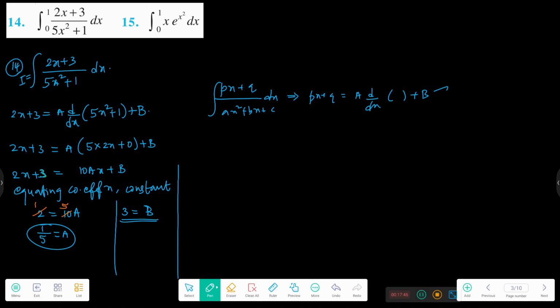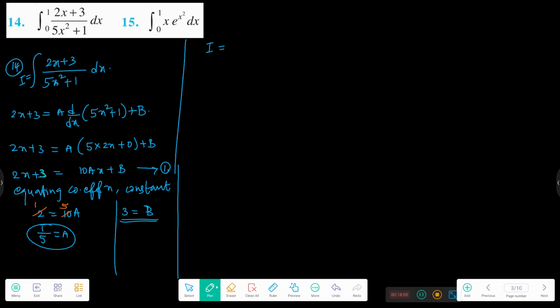After getting the a value and b value, let's substitute. Where? Here, instead of 2x plus 3, you can apply. Then the question will be how? I is equal to the integral of 2x plus 3 divided by 5x square plus 1 into dx, which is equal to, the 2x plus 3 only we are going to write like this. What is that?